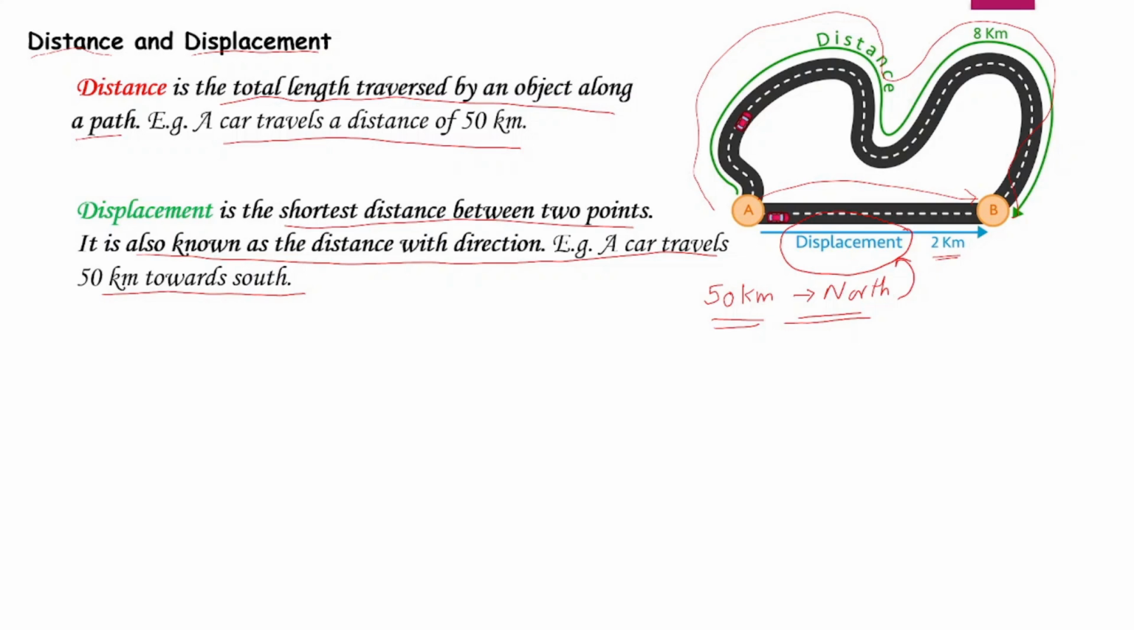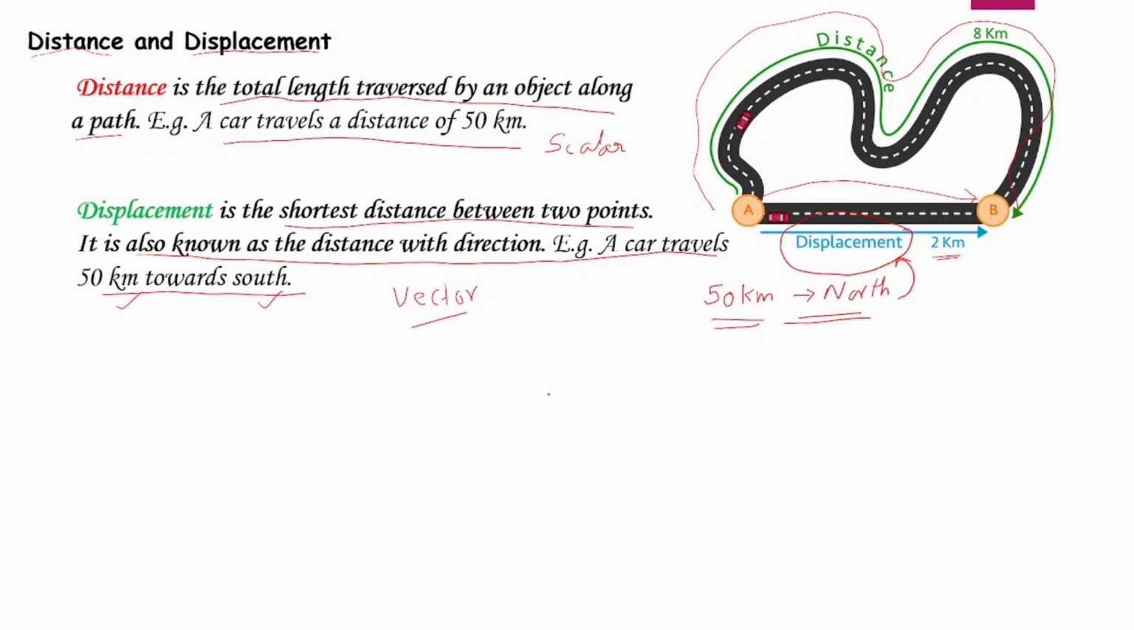Okay, distance and displacement. From this, can you tell which one is scalar quantity, which one is vector quantity? Yes, distance has the magnitude only. So distance is a scalar quantity. At the same time, this displacement has both the number or the magnitude and direction. So displacement is a vector quantity.